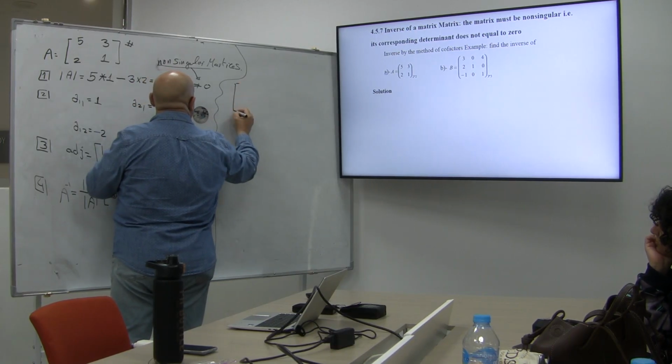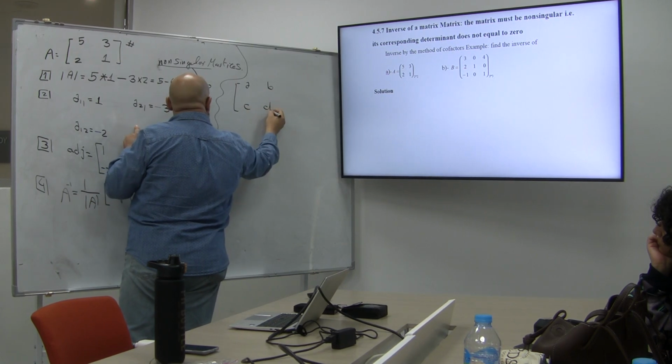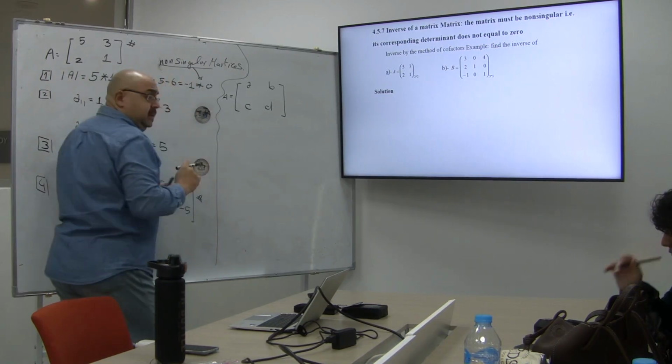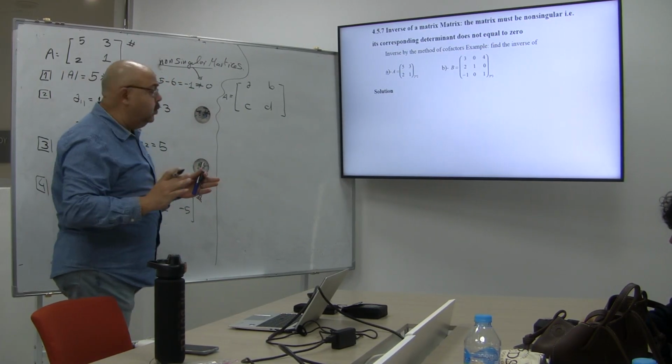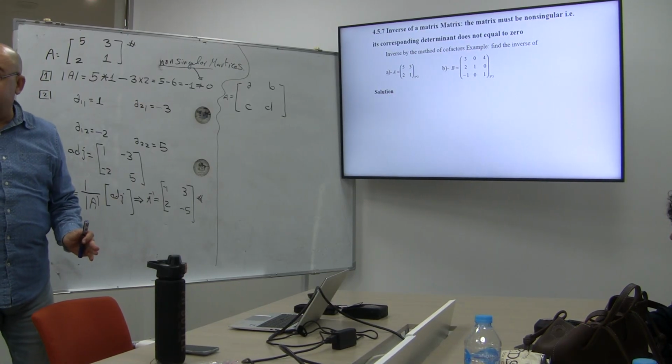If I have A, B, C, and D. That's a matrix 2x2. I can get its inverse directly without all of these steps, just only for the 2x2 matrices. It's very, very simple.